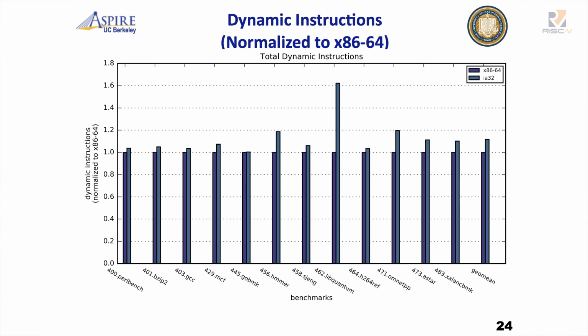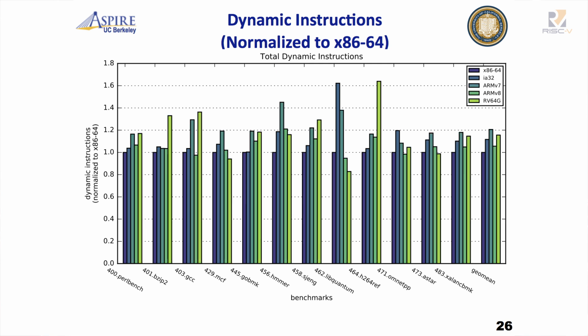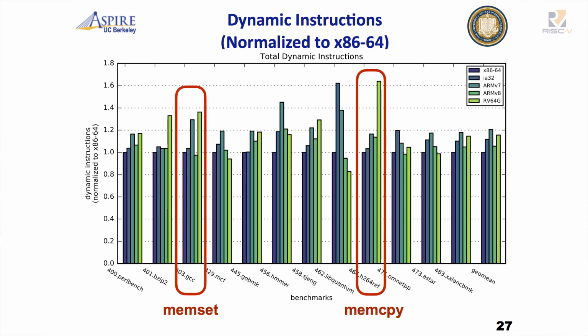So here's the data. I'm just going to run through this. You can look at this online afterwards. I'm normalizing to x86 64. These are the two Intel ISAs. The ARM ISAs are more instructions. And RISC-V is 16% more instructions relative to x86 64. Now, I'm only going to highlight the two worst ones.